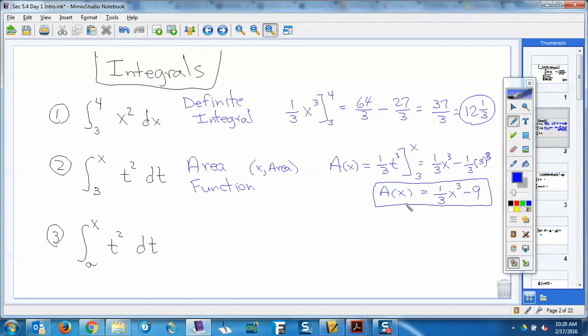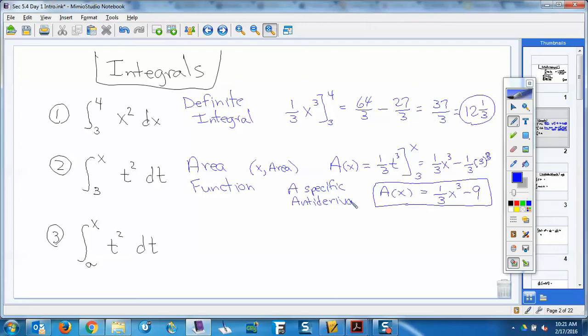See the difference between the first one and the second one? The first one is just a definite integral. It's a fixed piece of area. The second one is this thing called the area function. It's the antiderivative. But we plug in an x, plug in 3. It's an actual function. It's the function 1/3 x cubed minus 9. It's a specific antiderivative.